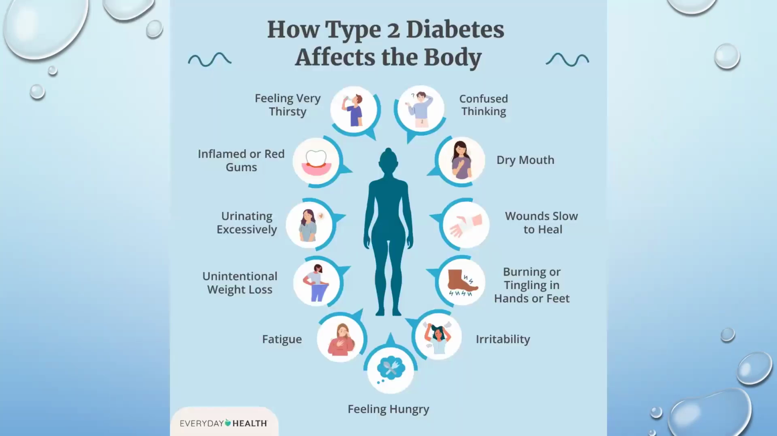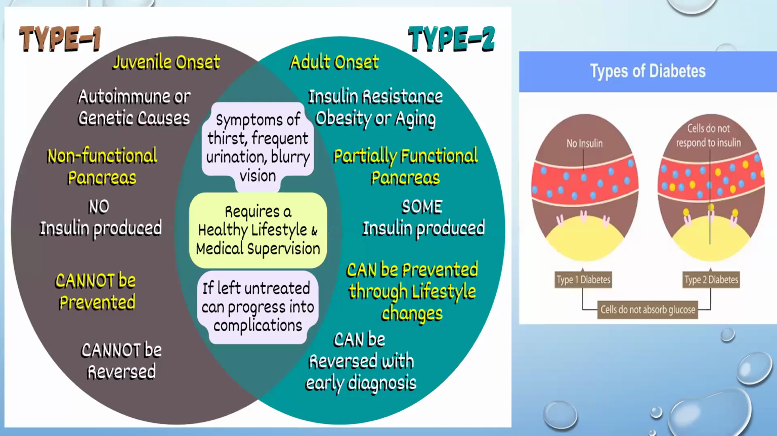So what are the effects of type 2 diabetes mellitus on the body? It can lead to confused thinking, dry mouth, wounds slow to heal, burning or tingling sensation of the feet, irritability, feeling hunger, fatigue, unintentional weight loss, urinating excessively, inflamed or red gums, and feeling very thirsty.